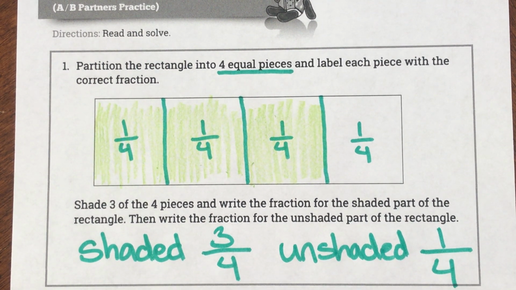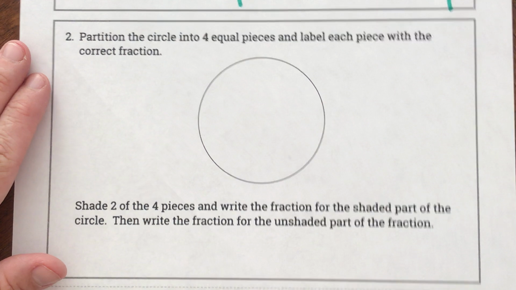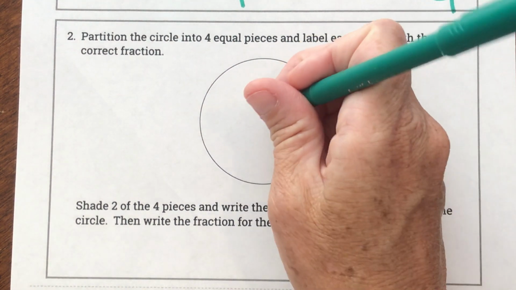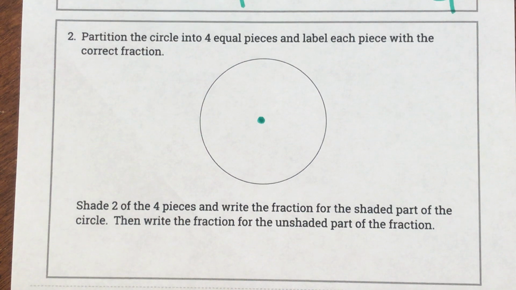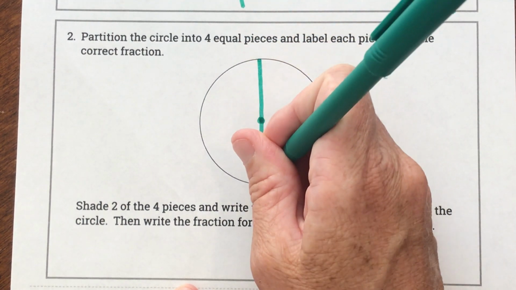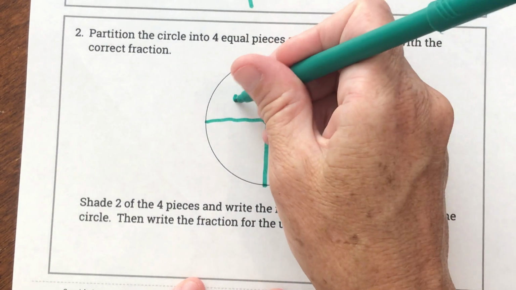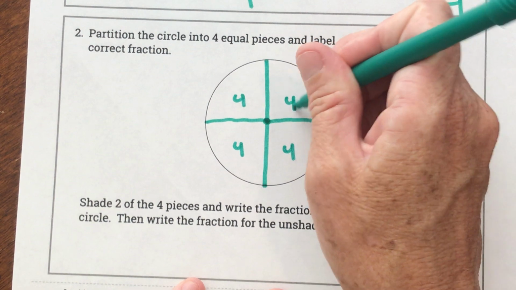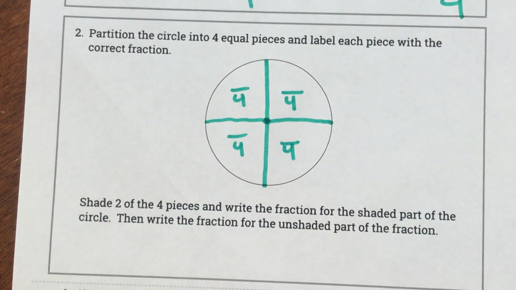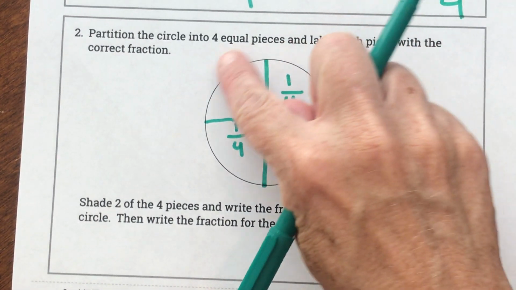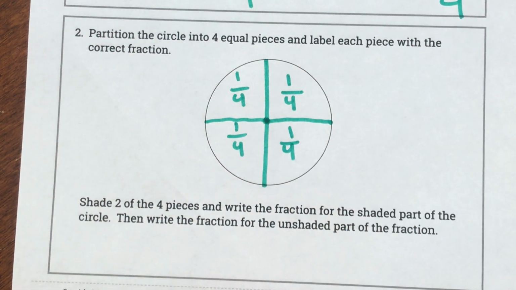Okay, let's try another one together. This one says, partition the circle into 4 equal pieces and label each piece with the correct fraction. Remember, in a circle, everything has to go through the center. So we can cut it here and here. Just like above, our denominators are going to be 4 because we cut the circle into 4 parts, or partitioned it into 4 parts. And our numerators are each going to be 1 because that's 1 piece, 1 piece, 1 piece, and 1 piece.